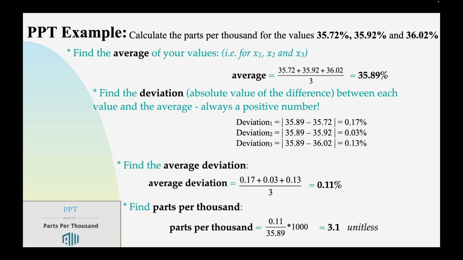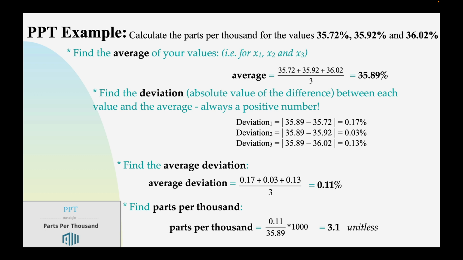And then finally, parts per thousand will be the average deviation divided by average times 1,000. So we'll take 0.11%, divide by 35.89%, multiply by 1,000. This parts per thousand comes out to be 3.1. Usually parts per thousand under 30 are considered to be really good, so 3.1 would be a really good parts per thousand. Those 3 values are all very close to each other. They're all very close to about 36%. If you'd round up to 2 sig figs, that's really good.